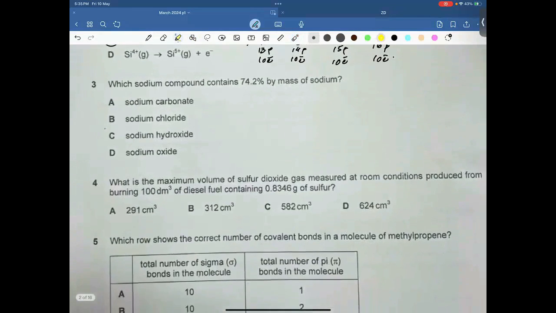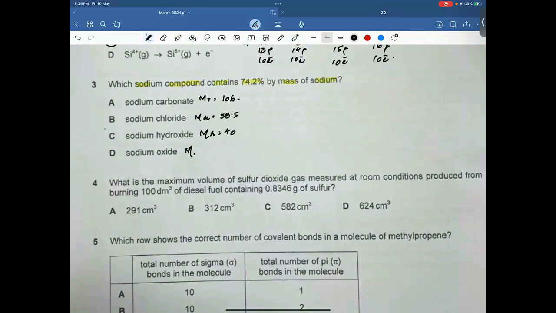Next question. Which sodium compound contains 74.2% by mass of sodium? Okay, so first of all, let me give you the MR of each compound. The MR of sodium carbonate is 106. The MR of sodium chloride is 58.5. You need to find out by using the periodic table. Okay, guys. So the MR of sodium hydroxide is 40.